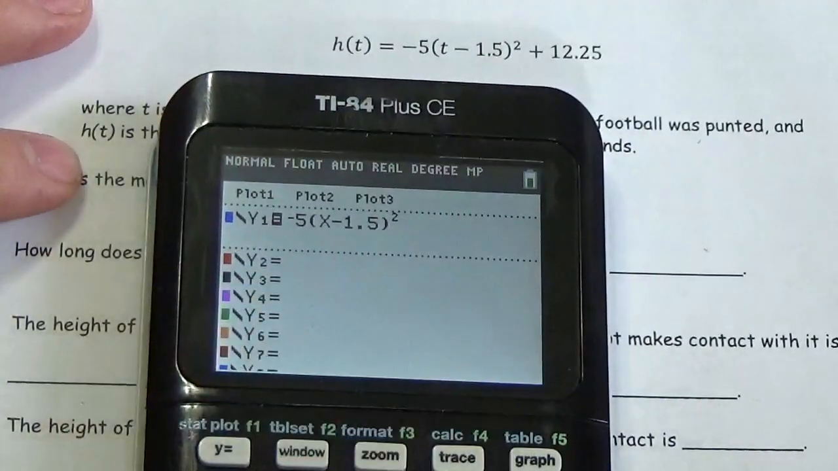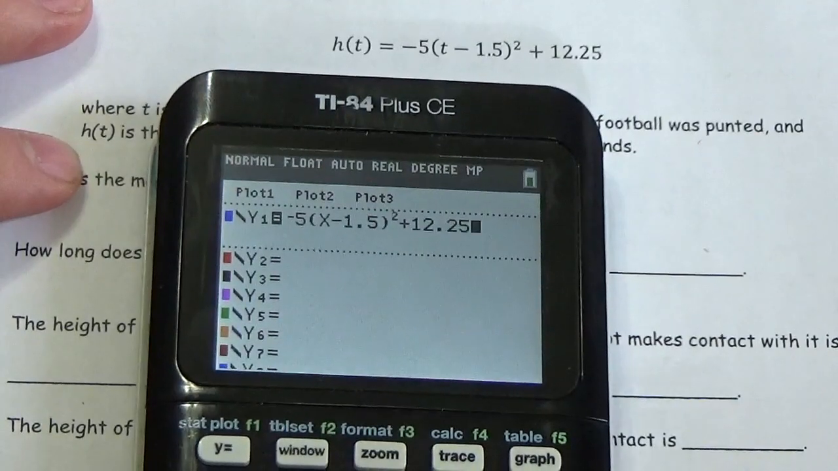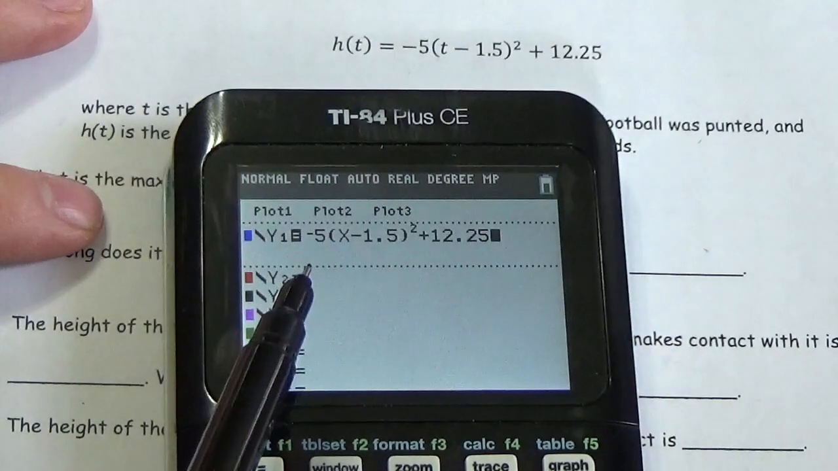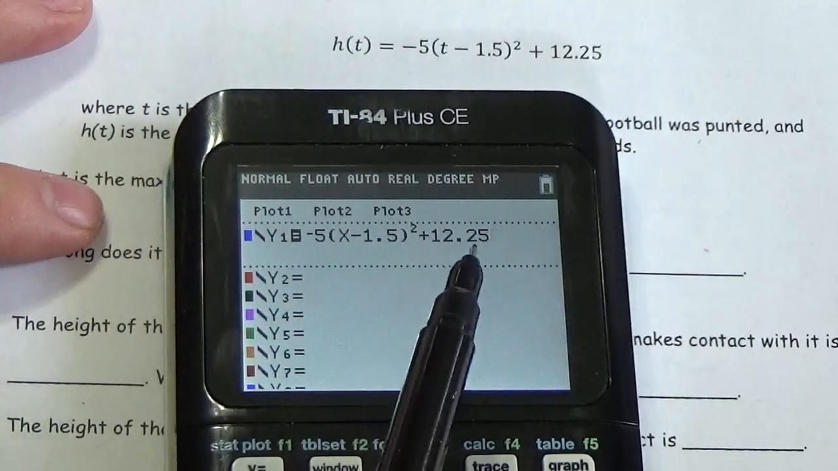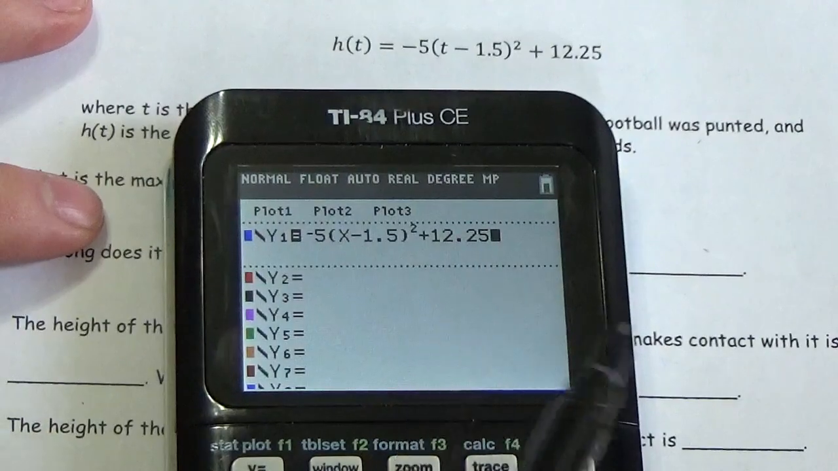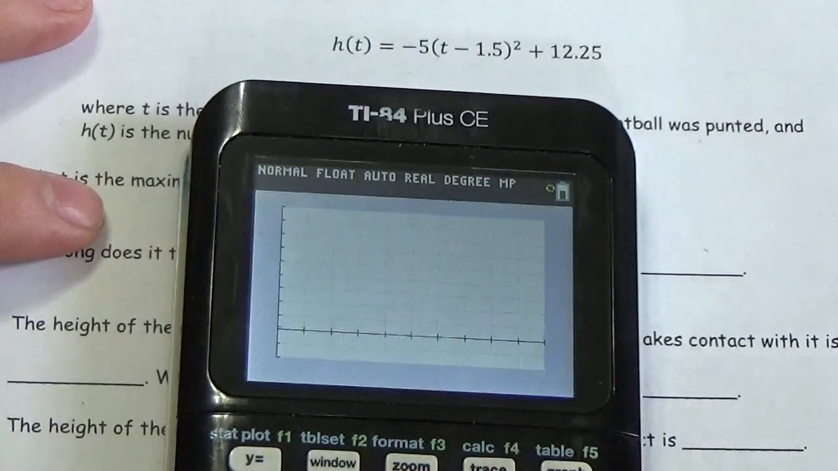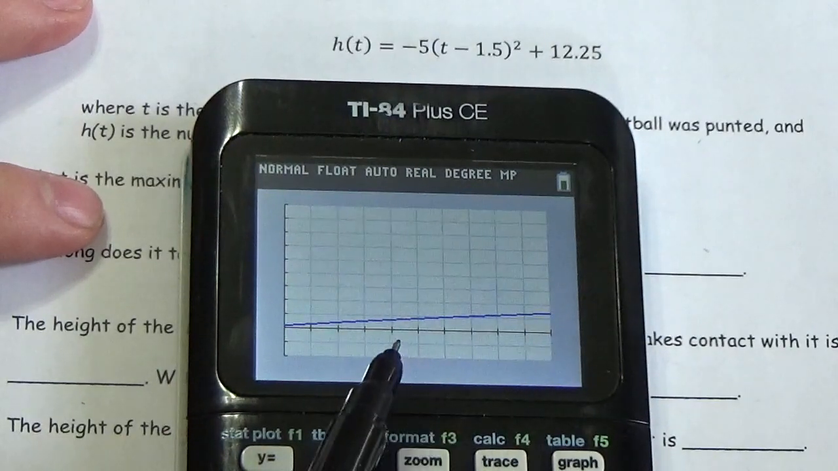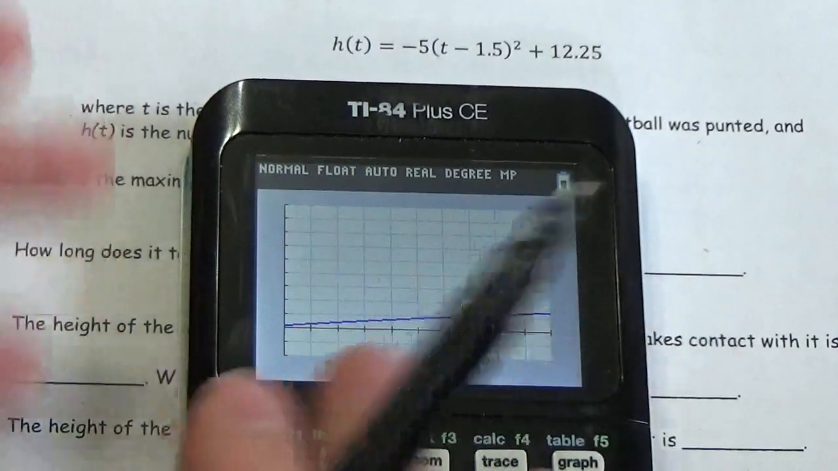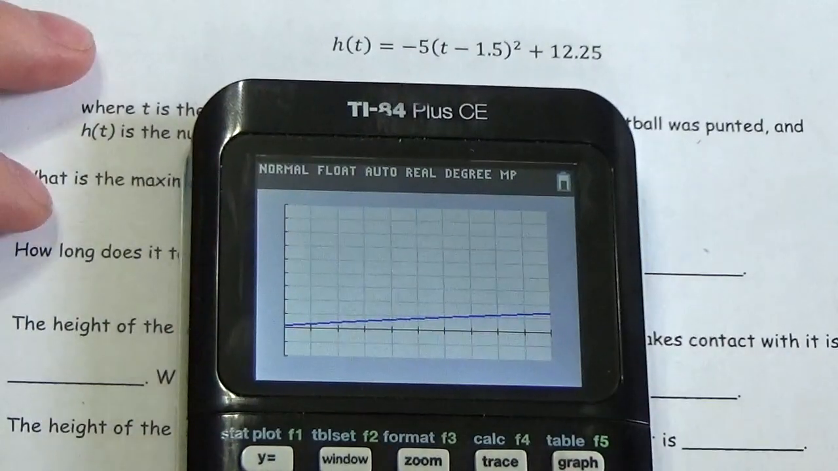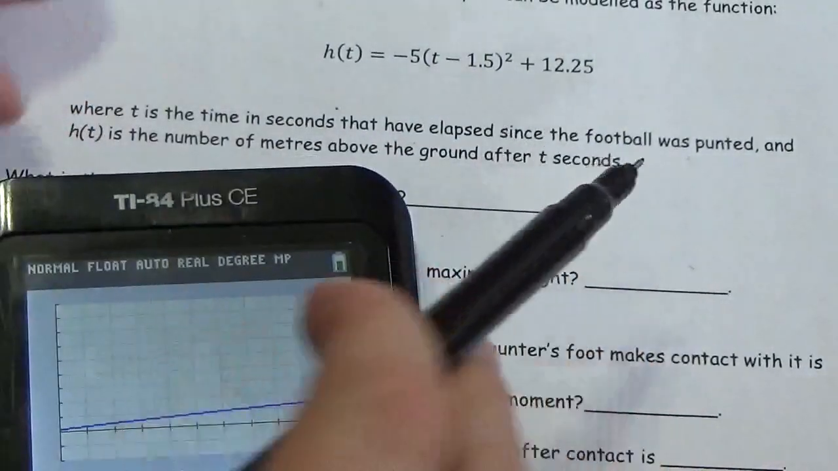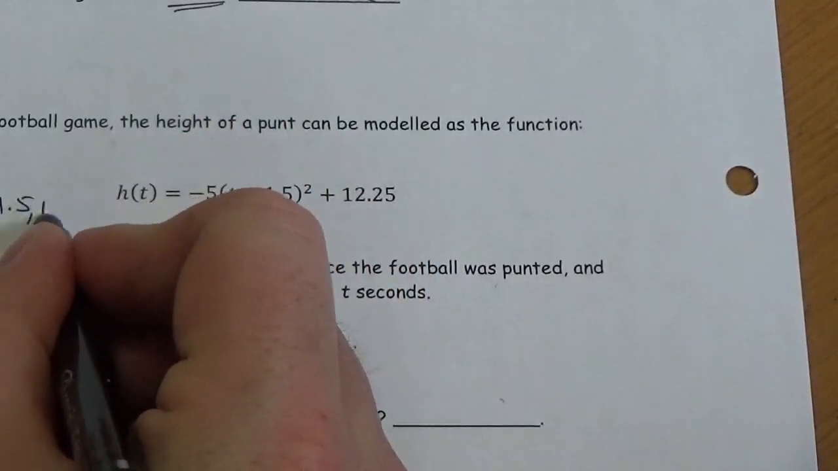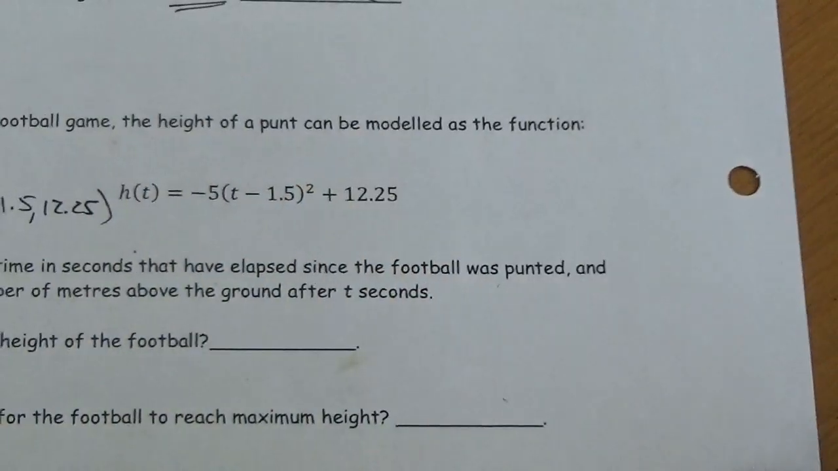And then at the end of here, I've got this plus 12.25. Okay, now I know that this is a parabola that opens down, and I know that my vertex here is going to be where the y-coordinate is 12.25. So when I press graph here, okay, I'm just getting this almost like straight line here, but it's because my window settings don't make any sense here. My vertex is going to occur at 1.5 comma 12.25.